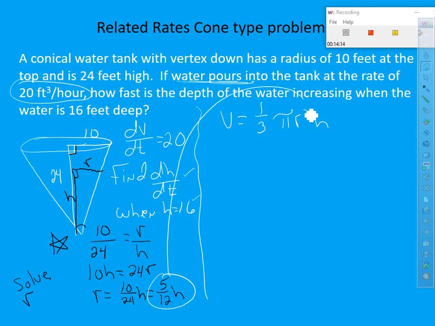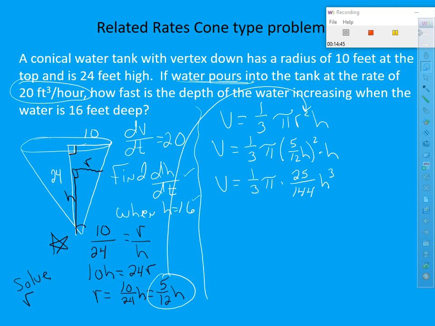Now what I'm going to do is take this and plug it in right up here for r. So it's going to look like this. Volume equals 1/3 pi times r squared. So I've got 5/12 h squared times another h. There should always be an h cubed or an r cubed in your problem. Let's simplify this. Volume equals 1/3 pi times 25 over 144 h cubed. So I squared the 5, I squared the 12, and did the h cubed.